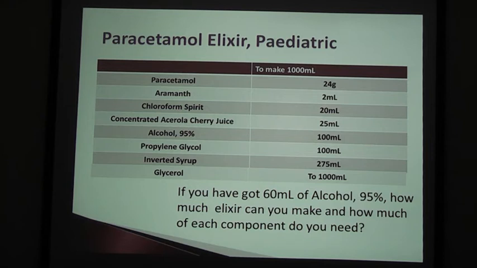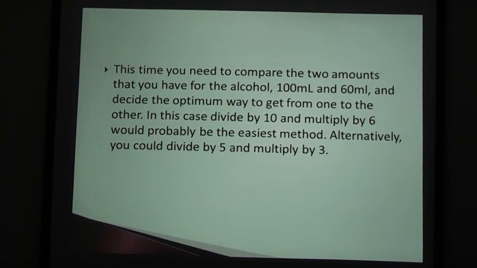Again, at this stage, you're now looking at it and saying to yourself, okay, I'm going to compare the two amounts. I've got 100 mils and I've got 60 mils. And how am I going to get from one to the other? In this case, you could divide by 10 and multiply by 6. That gives you 60. And that probably is the easiest way of doing it. You could divide by 5 and multiply by 3. But I find that dividing by 10 is much, much easier than anything else. So there is an easy method there. That's what I strongly suggest that you use.